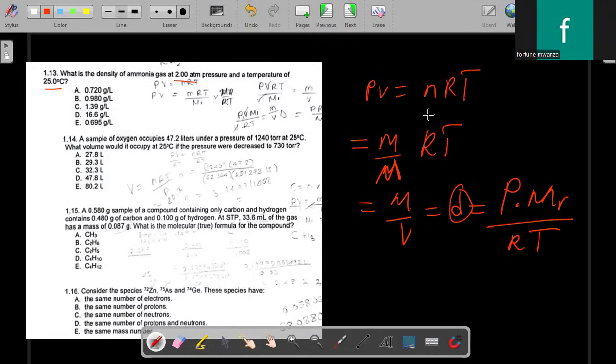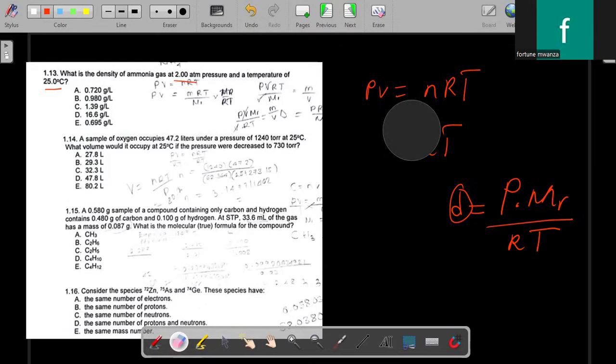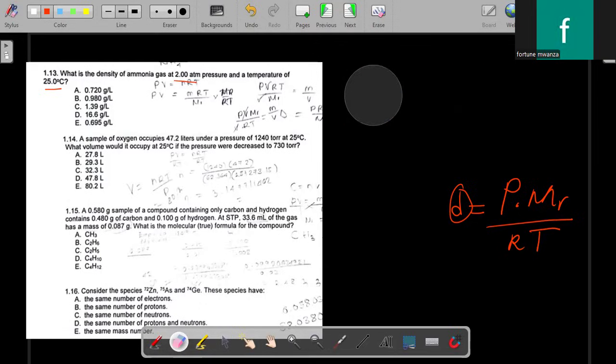So if I convert this into density, I have this equation: density is given by pressure times molar mass divided by RT. I've been given the pressure, which is 2 atmosphere. I also know the molar mass for ammonia gas, I know the gas constant, and I've been given the temperature. So that one I can now calculate.